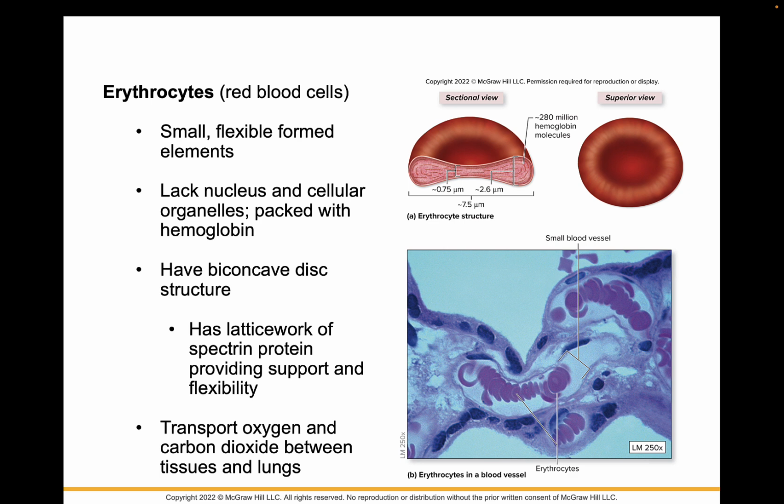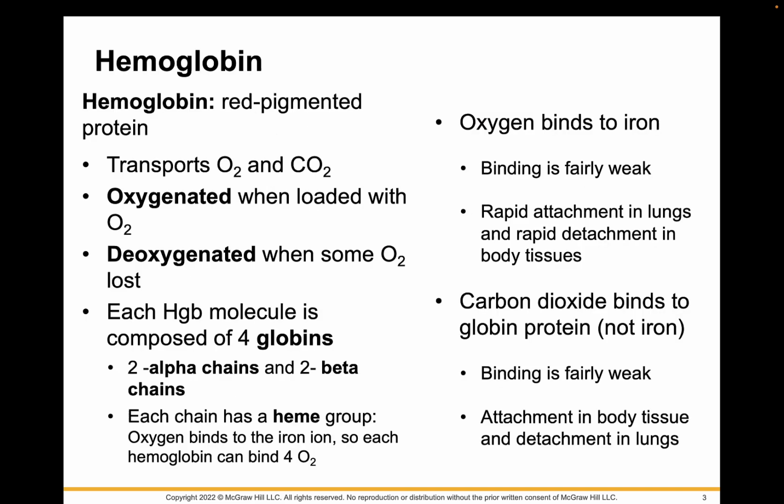Their primary job is the transport of oxygen and carbon dioxide between tissues and the lungs. Now, it really is all about hemoglobin, and hemoglobin is a red pigmented protein, and it is responsible for the transport of oxygen and CO2. We consider it to be oxygenated when it's loaded with oxygen, deoxygenated when some of that oxygen has been released.